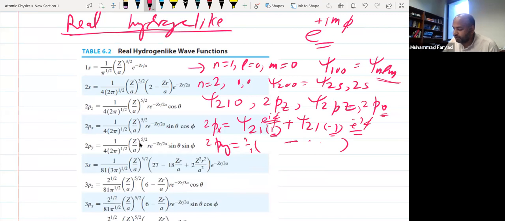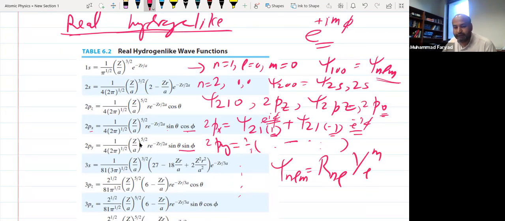So when we add them, we get cosine phi. With the difference, we get sine phi. And if you realize that r sine theta cos phi is just x, that's why it's also referred to as 2px. Similarly, 2py, and so on. Okay, and just to briefly describe, the psi NLM is R NL and Y LM. So these are the wave functions.